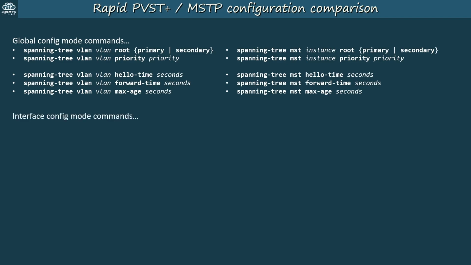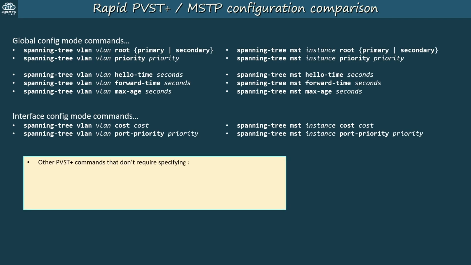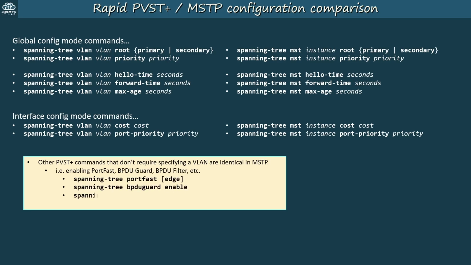Next, we'll look at a couple of interface config mode commands. In PVST+, we have spanning tree VLAN cost and spanning tree VLAN port priority to configure the interface's STP cost and priority in the specified VLAN. In MSTP, the commands are similar, but you need to specify the MST instance instead of the VLAN. And one final note. Other PVST+ commands that don't require specifying a VLAN are identical in MSTP. For example, commands used to enable portfast, BPDU guard, BPDU filter, etc. are the same. Spanning tree portfast, spanning tree BPDU guard enable, and spanning tree BPDU filter enable.